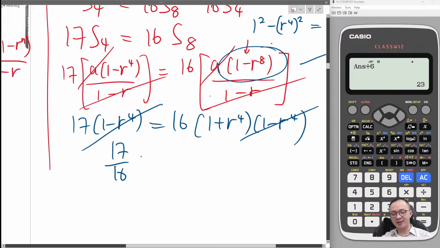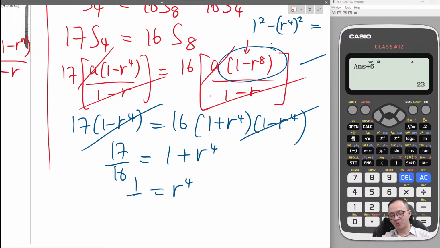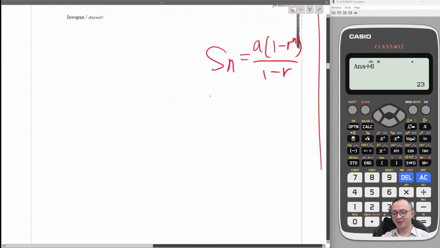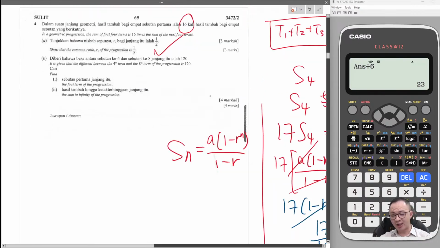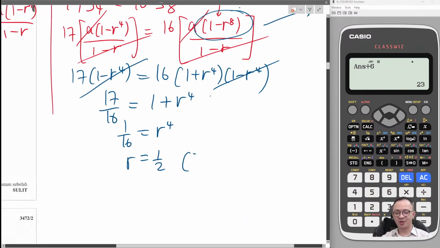17 over 16 equals 1 plus R power 4. R power 4 equals 1 over 16, because after minus 1, R equals 1 over 2. They ask us to prove or show, so we just write "shown".